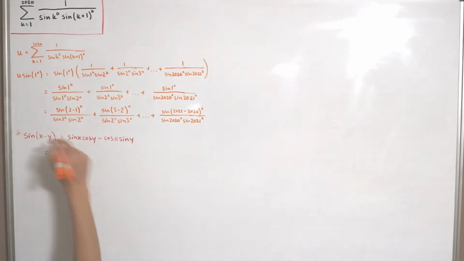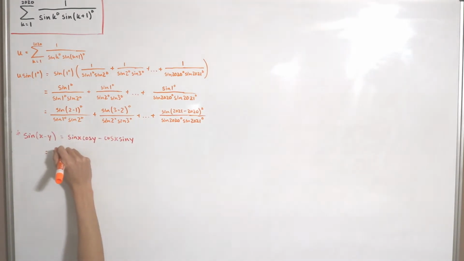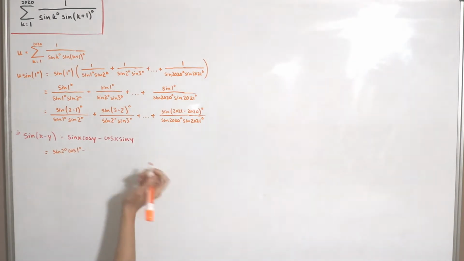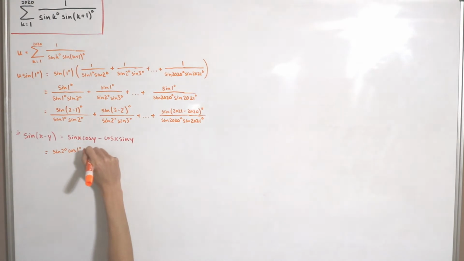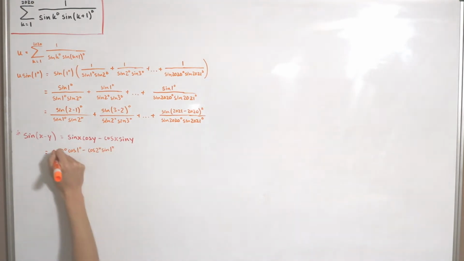Okay, so when we rewrite this, I have sine of 2 degrees multiplied by cosine of 1 degrees, subtract that with cosine of 2 degrees multiplied by sine of 1 degrees.